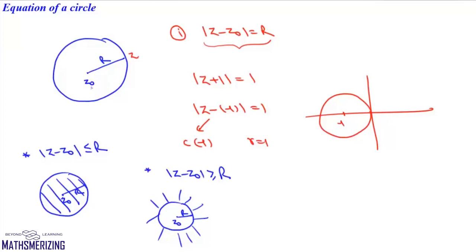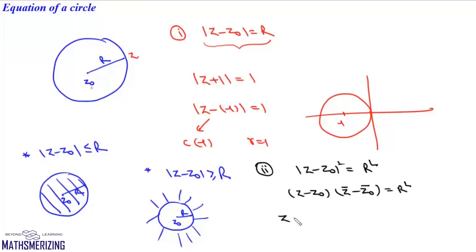So now we have studied that equation of circle is mod of z minus z0 equals r. Now another way to write this equation is we can square it. We can write mod of z minus z0 square equal to r square, and we know that mod of z square is z into z bar. We can write this as (z minus z0) into (z bar minus z0 bar) equal to r square. Now we'll write this as z z bar minus z0 bar z minus z0 z bar plus mod of z0 square minus r square equals 0.